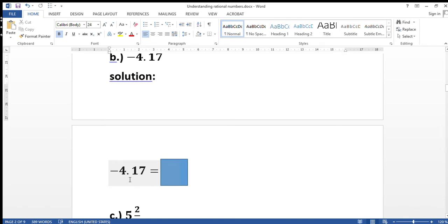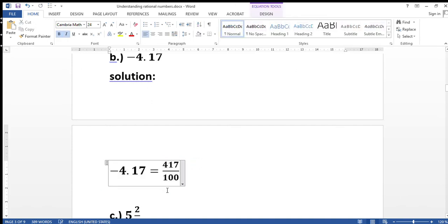Move it to the right. We have to make it a whole number and then count how many places we've moved after the last number. So we have 1 and then 2. So 2. So this must be a negative 400. Sorry, I forgot to write negative right here. Okay, negative 417 over 100 because we move only 2 places.